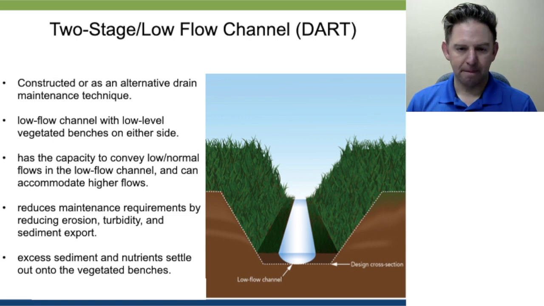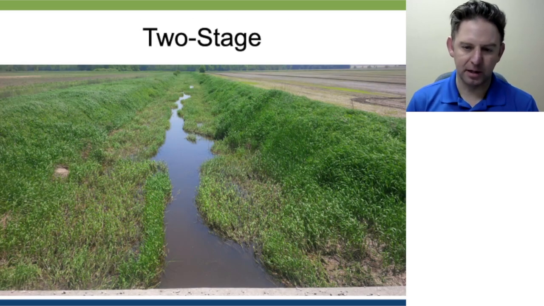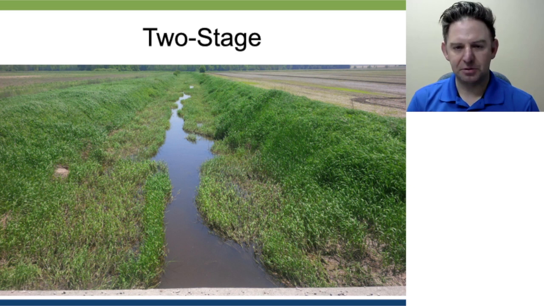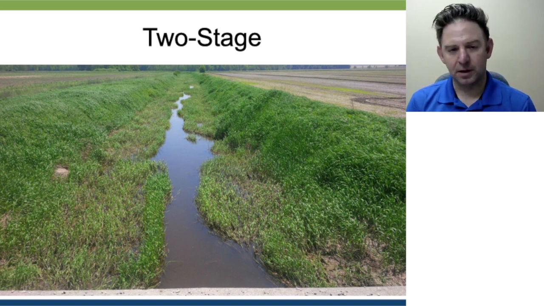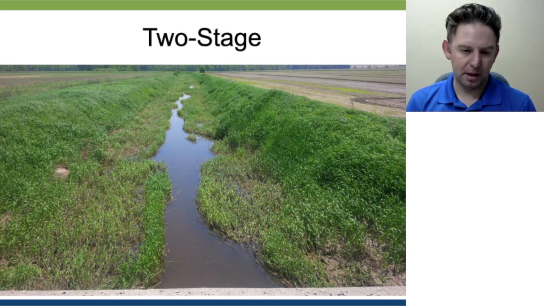And here's an example here. This is just coming out of a flood stage where you can see the low flow channel again, but you can also see the amount of material and sediment that was deposited up on those benches. And those benches are vegetated, and the sediment may settle out there, but the vegetation will keep growing.